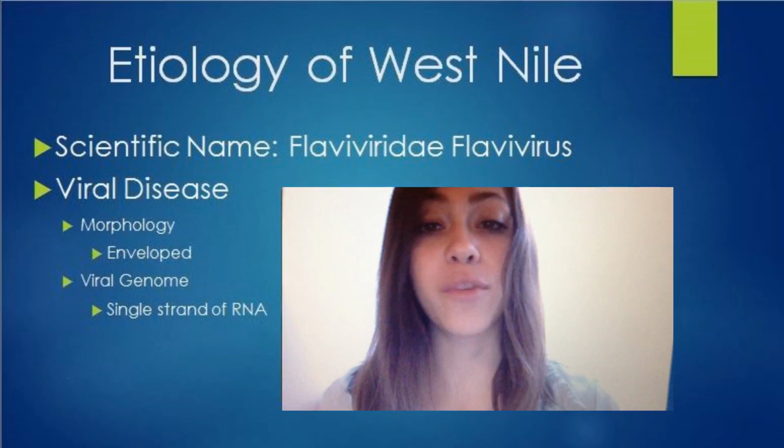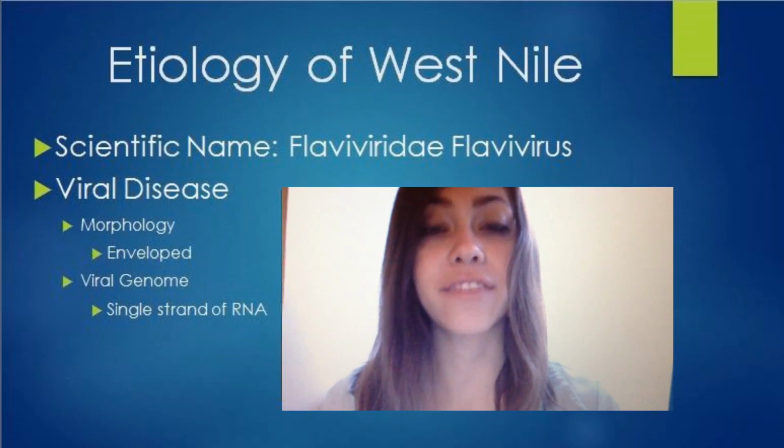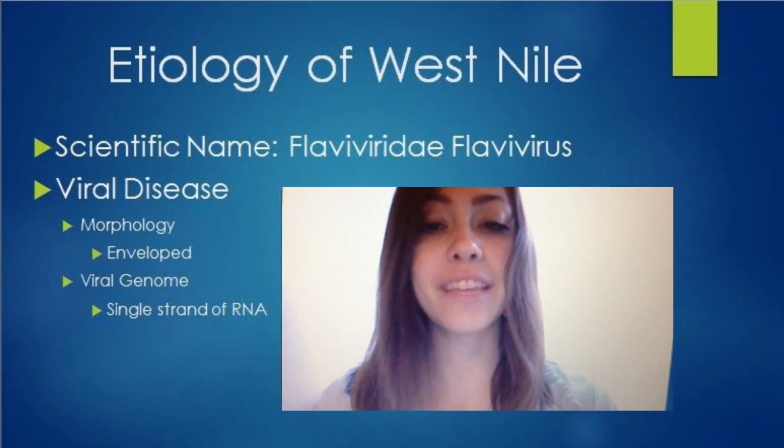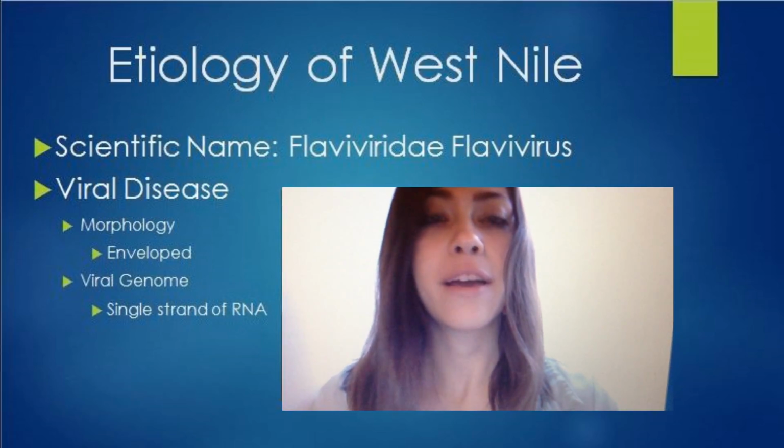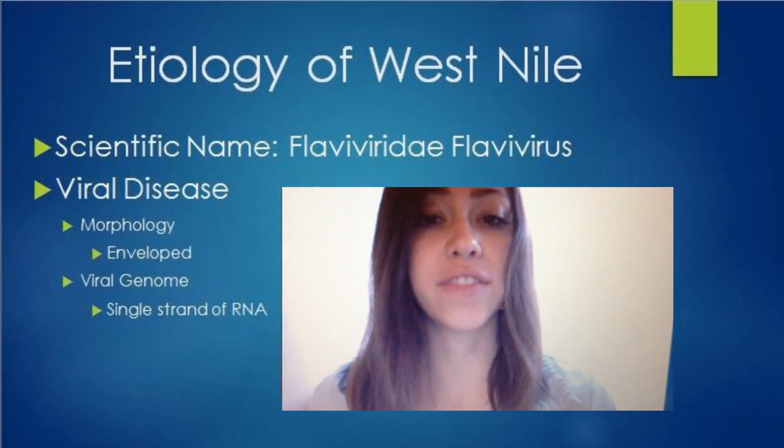The viral genome of West Nile is a single strand of positive-sense RNA. It can be spread by infected mosquitoes, and mosquitoes become infected from infected birds. It can also be spread through organ transplants and through blood transfusions.